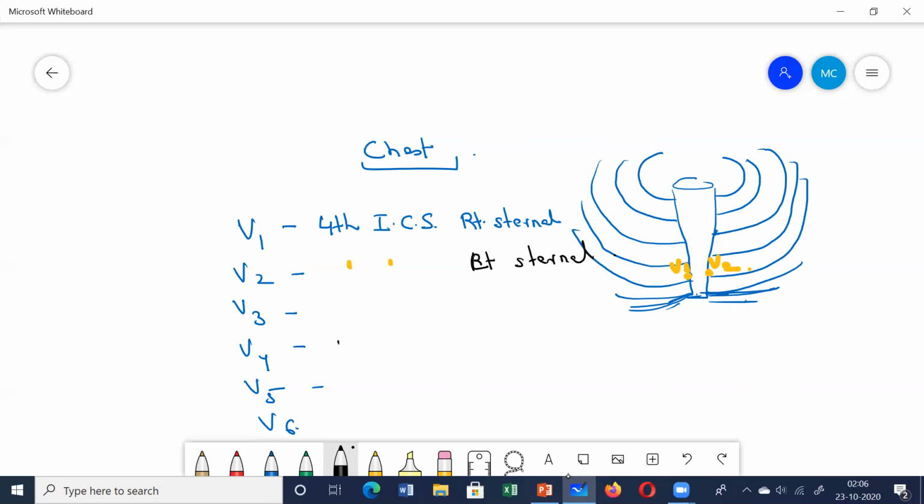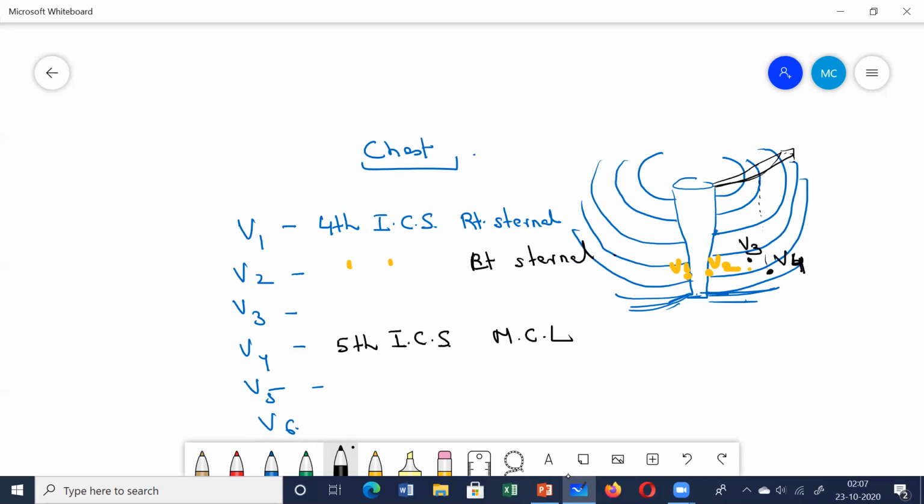Where is V4? V4 is present in the fifth intercostal space in the mid clavicular line. Suppose here is your clavicle, just a schematic diagram. Let us draw the mid clavicular line and go up to the fifth intercostal space. Somewhere here is going to be your V4. First rib, second, third, fourth, fifth intercostal space in the mid clavicular line. Here you are going to place your V4, and V3 will be somewhere between V2 and V4.